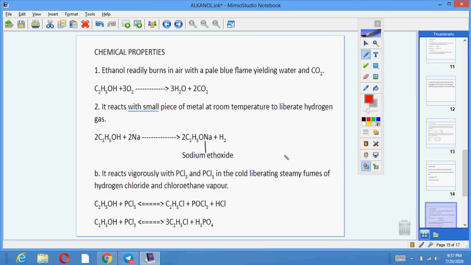Chemical properties: ethanol burns in air with a pale blue flame yielding water and CO2, and that's combustion. It reacts with a small piece of sodium metal at room temperature to liberate hydrogen gas. It reacts vigorously with phosphorus trichloride and phosphorus pentachloride cold, liberating steamy fumes of hydrogen chloride and chloroethane vapor.